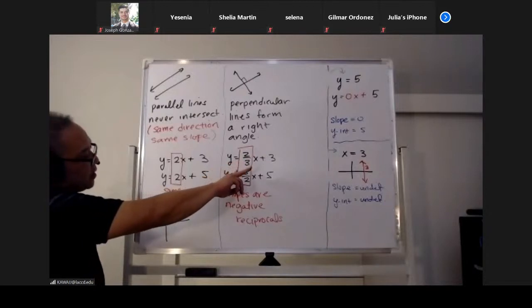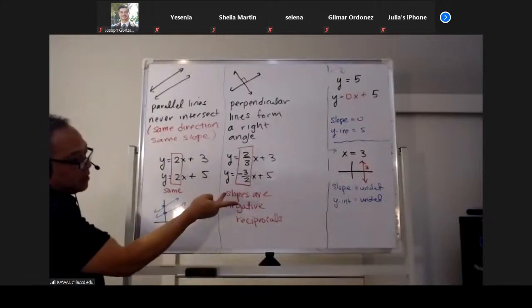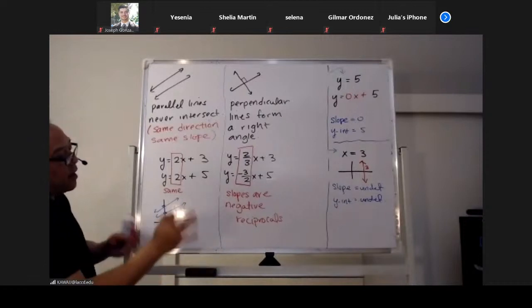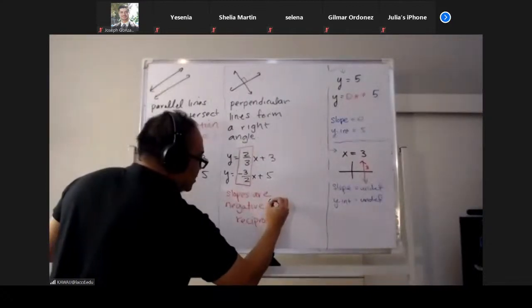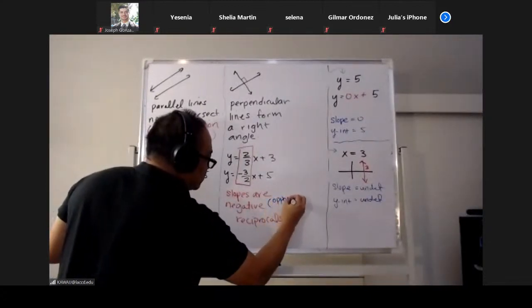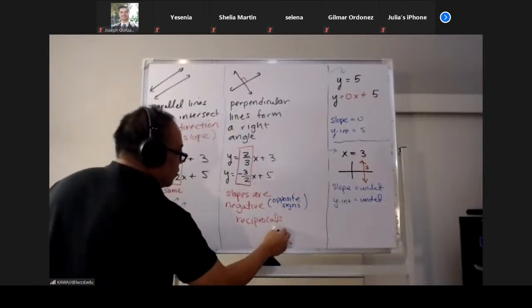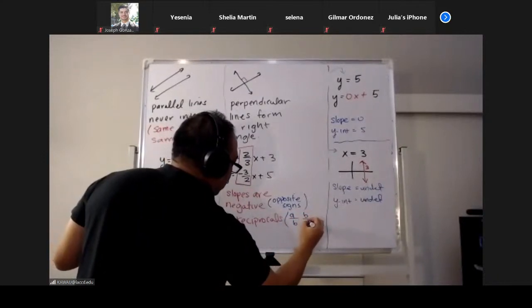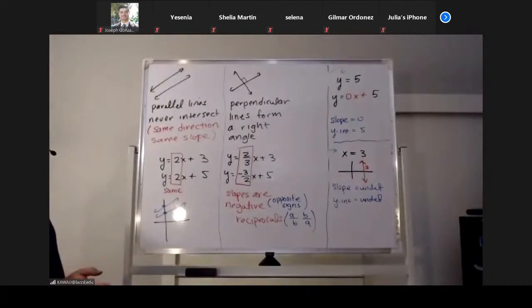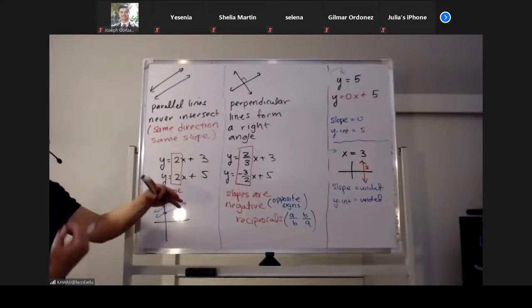Reciprocal means that 2/3 and 3/2, they're flipped. Negative means that they have opposite signs. So this part right here means you have opposite signs. And then this one right here means that they're flipped. So both things need to be true. They have to have different signs, and the numerator and the denominator have to be flipped.